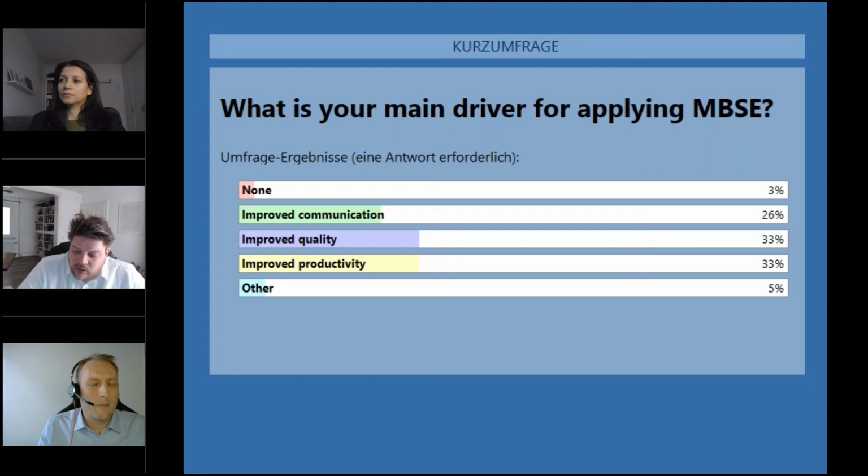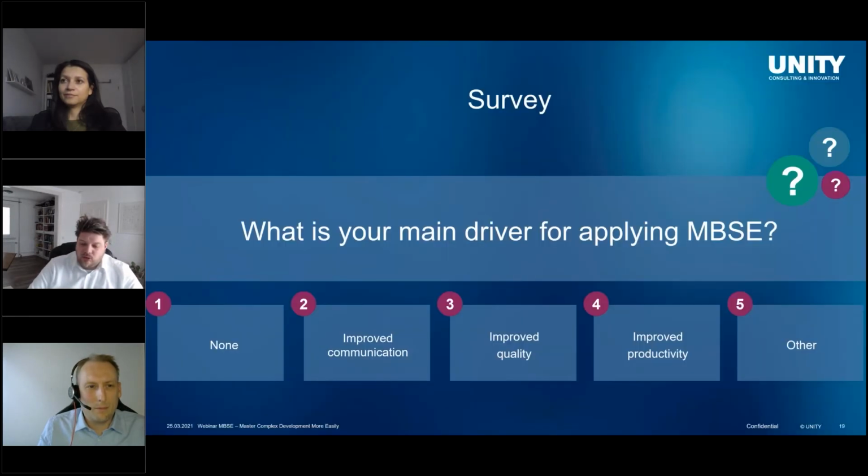So, there's a fairly even split, right? About, not exactly, a third each for improved communication, improved quality, and improved productivity. And these are definitely gains you can achieve with an MBSE approach. How much there is to be gained depends a little bit on the specific circumstances, of course, but the potential for that is definitely there.